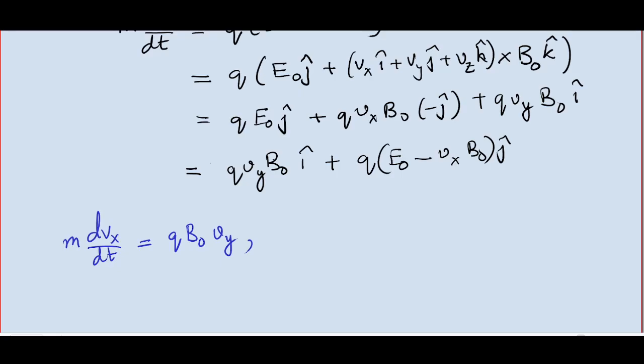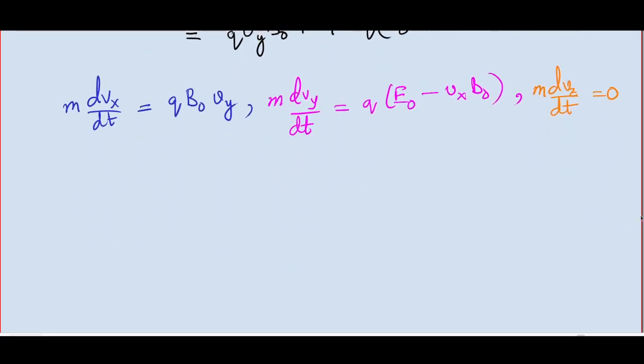The y component here gives us m dvy/dt equals q times (E0 minus Vx B0), and the z component gives us m dvz/dt is simply 0. There is no force in the z direction. Now, of these three equations, the last one is the easiest to solve. This of course tells us that Vz is constant, so it's constant at whatever value it started out with.